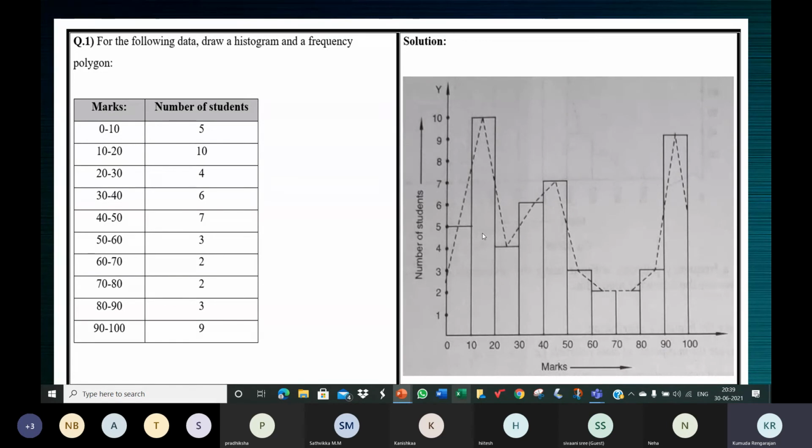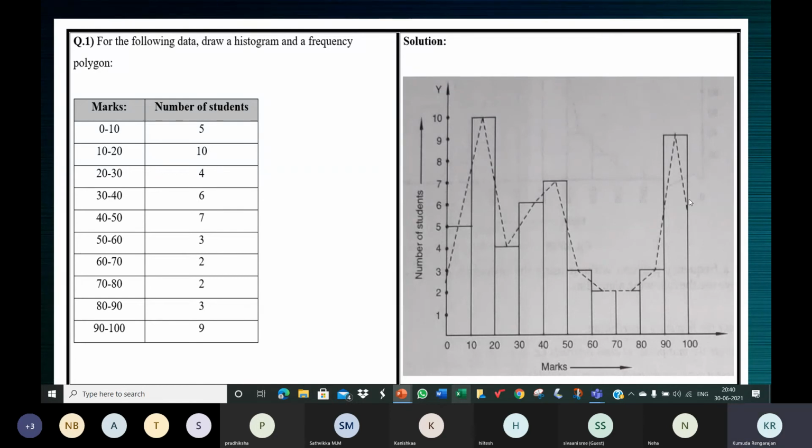Ma'am, one second. This is how we do it. Supposing the question is, children, for the following data, draw a frequency polygon with the help of a histogram. Here the question was, for the following data, draw a histogram and a frequency polygon. If the same question was, draw a frequency polygon with the help of a histogram, this is how it will be. You have to make the histogram and then take the midpoints like this and join to get the frequency polygon. These dotted lines indicate the frequency polygon.